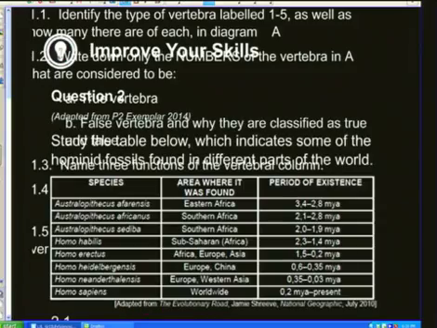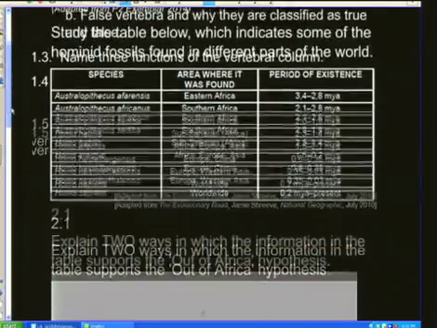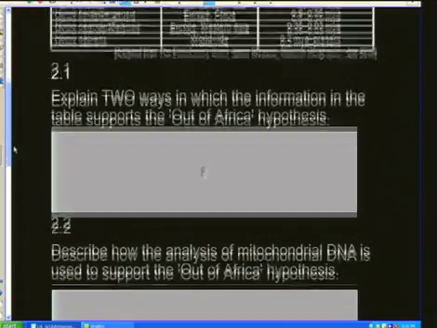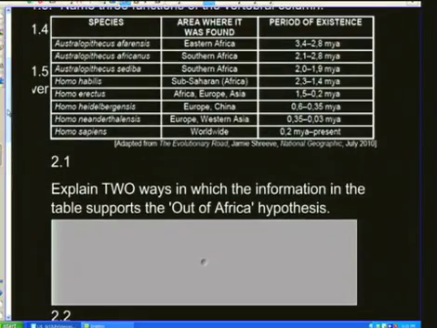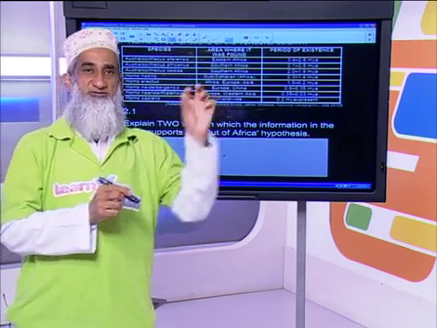That's the question there. This is going on all the time. Right. Explain 2 ways in which the information in this table supports the out of Africa hypothesis. By the way, just note how the questions are going. The first question dealt with similarities.